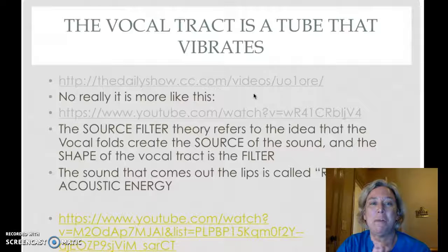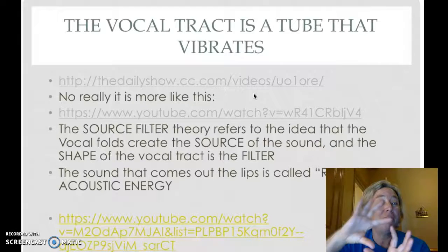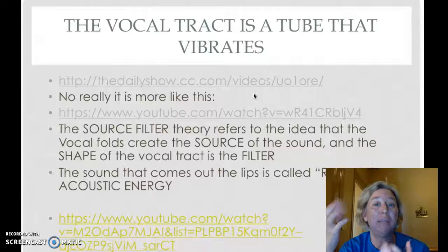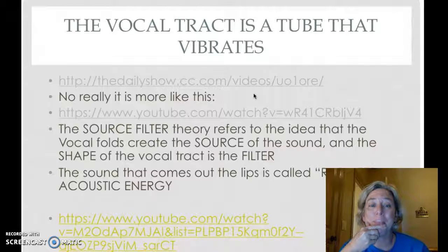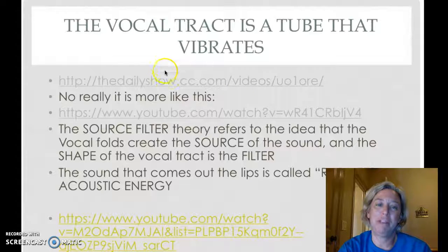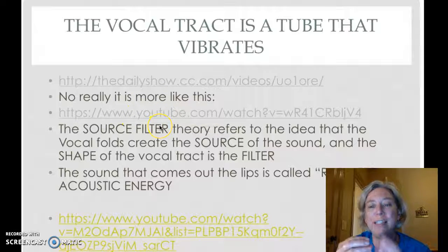The overall statement here I want you to think about is the vocal tract is a tube. It's a tube that vibrates. It vibrates because that tube is made of human tissue, and it's pliable and soft, and when air goes through it, the tube vibrates. And there's a funny clip from The Daily Show about tubes, and then there is another clip that is really cool, and it shows a sound source, just a buzzing sound source.